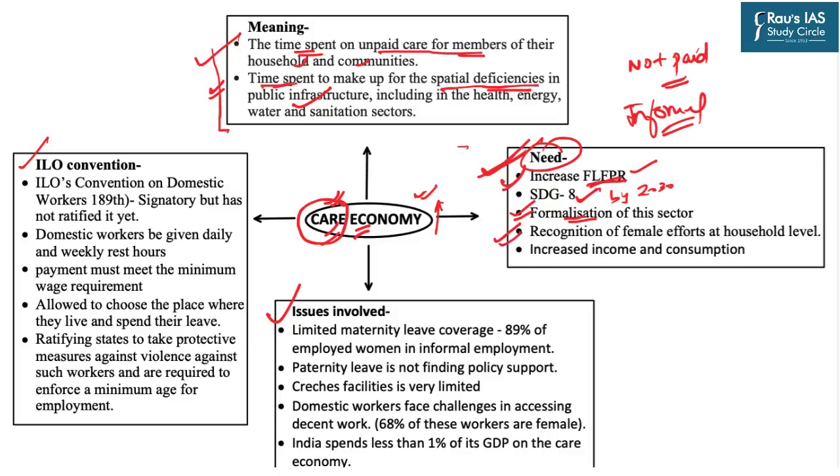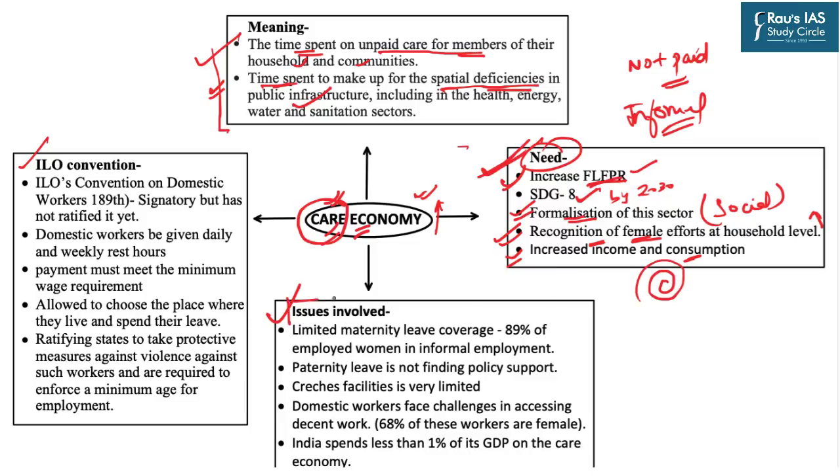Next is the social aspect. Because now we know that women share the maximum burden of the care economy, the recognition of female efforts at the household level should increase. And that is basically the social aspect. If the women's effort is recognized in monetary terms in our homes, their empowerment will increase because then they will have some role in the family's decision making. So that is why it recognizes the female efforts at the household level. And further, with the increase in formalization as well as income, it is expected that the consumption expenditure will also rise, which in turn makes a virtuous cycle of economic growth.